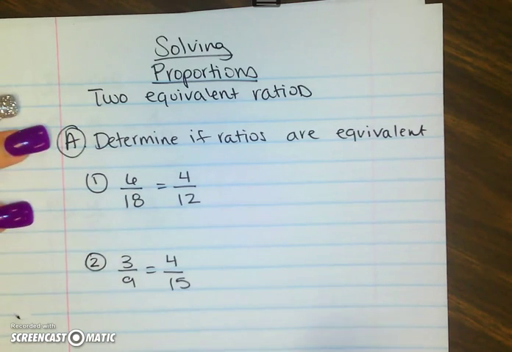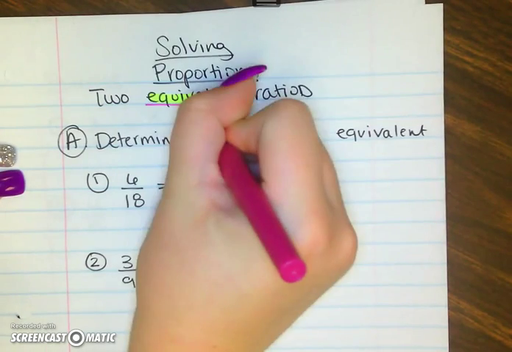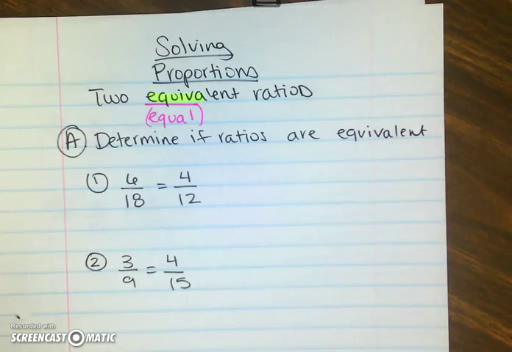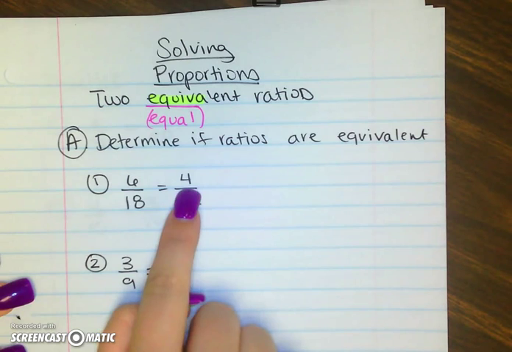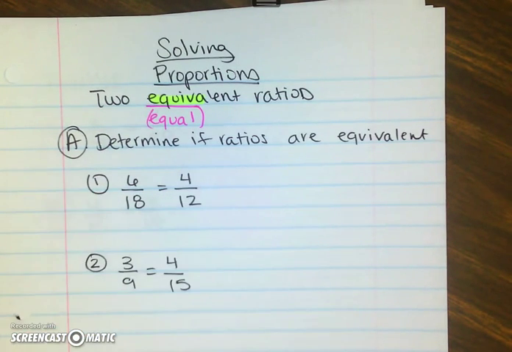So a proportion is just two equivalent ratios or equivalent fractions. Remember, equivalent just means equal. Okay, so the ratios are equal. Now, you can look at that two ways. You can look at it as equivalent fractions, so like you're doing something to the numerator to get to the denominator, or you can use cross products, which is what we're going to use first.